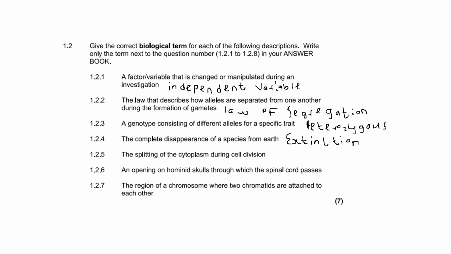The splitting of cytoplasm during cell division. Remember, after telophase, we call that cytokinesis. That's when the cell splits into two different cells, like one good cell that will want to replicate. That's cytokinesis, after telophase. Then, an opening on hominid skulls through which the spinal cord passes. Remember, it goes forward and back. That's the foramen magnum. So always think of the magnum ice cream that people have.